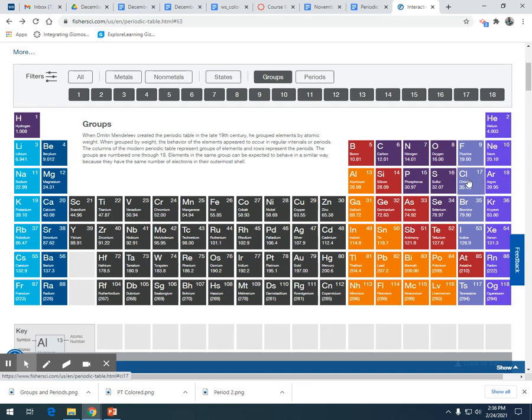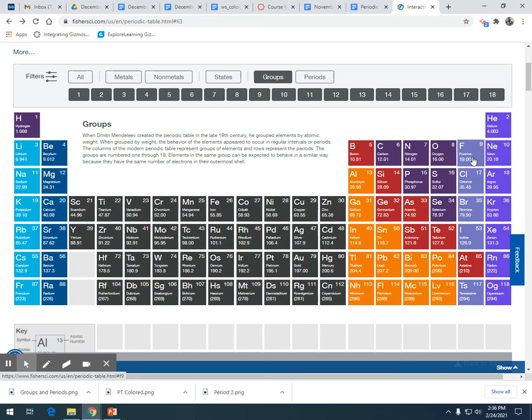Chlorine, same way. It's one short of argon, one short of the argon electron configuration. So it really wants to take in one more valence electron so that it has that argon full shell. And bromine is one short of krypton, so that wants to get one more, and so on.